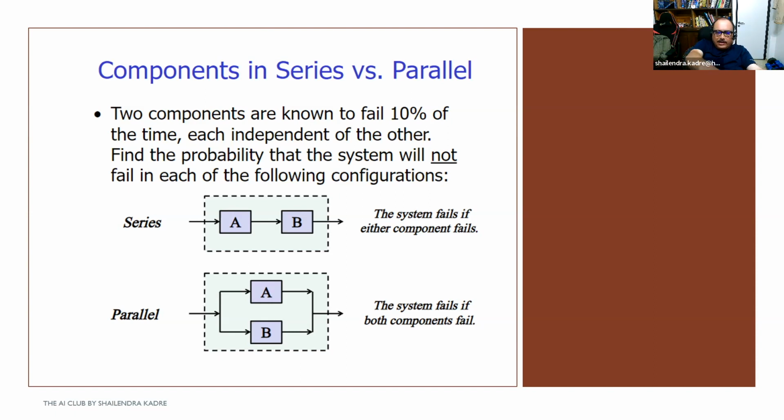Now here the current goes parallel, right? A and B are parallel. So for the circuit to fail, both A and B should fail. So when A is in series with B, you have to apply intersection. And when A and B are in parallel, you have to apply union. Understood? Union means overall probability will be more, safer.